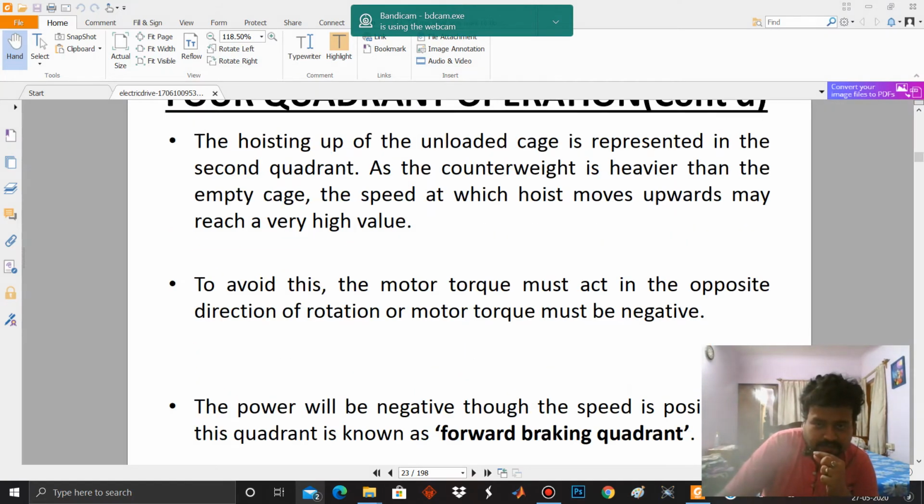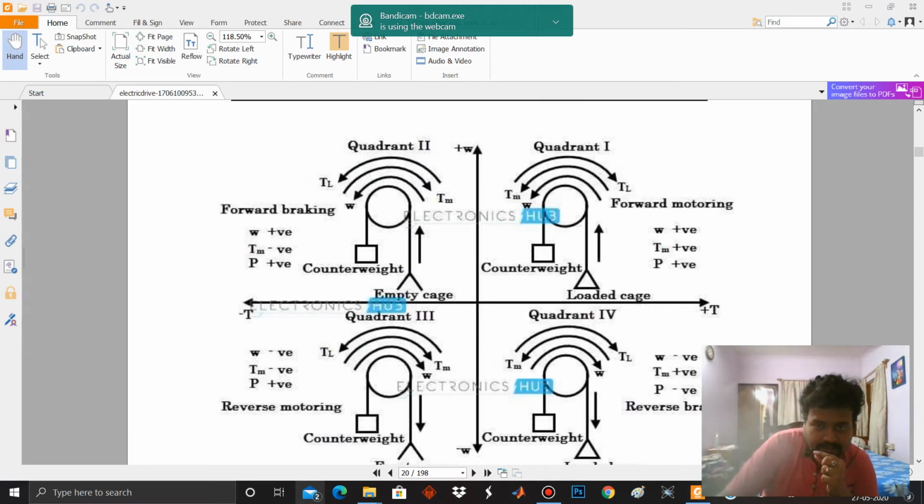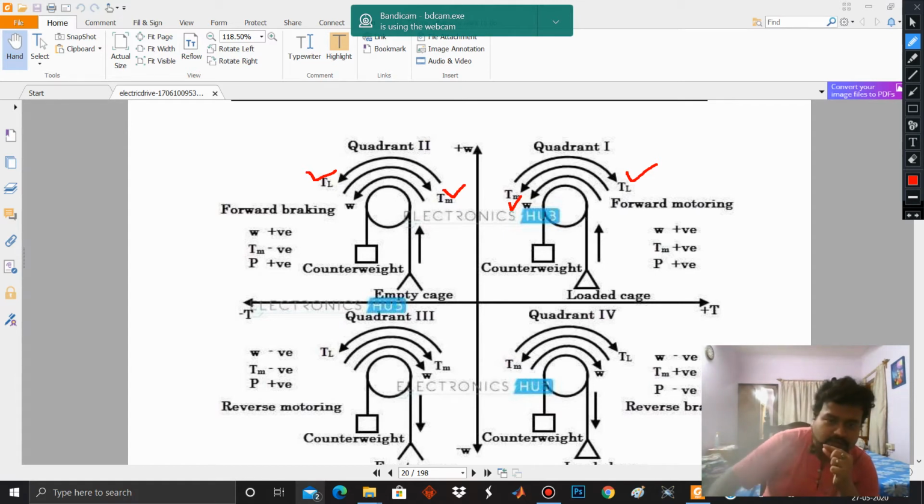Let us view the figure once more. We were here. You see that the motor torque, which was in the anti-clockwise direction in the first quadrant, now becomes clockwise in the second quadrant. What about the load torque? The load torque was clockwise in the first quadrant. Now it is anti-clockwise in the second quadrant. Why? Because the cage is empty and the counterweight is more than the empty cage, so the counterweight will try to move downwards and the cage will try to move upwards.